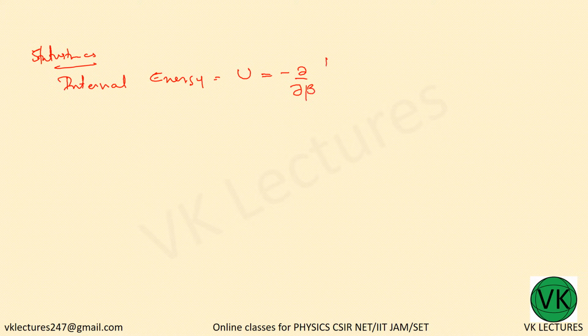Okay, now let us come to few problems. Now from statistics we can take one problem. Okay, let us consider internal energy. Internal energy is given by U equal to minus dou by dou beta of log Z.